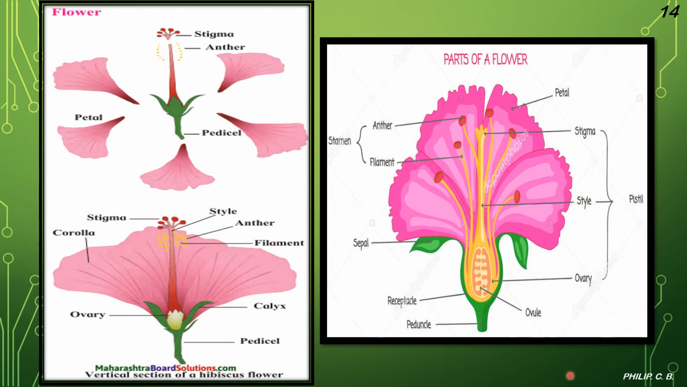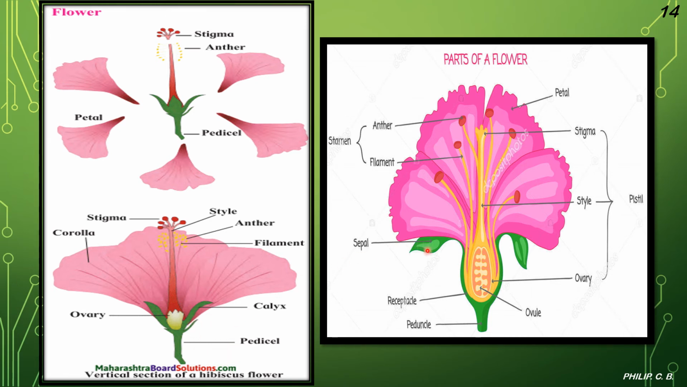Now here you can see the image so very clearly, which is there in the textbook also, which is given by the Maharashtra board. Okay, so you can see here stigma, the topmost part, then anther on the sides, which is yellow in color, then pedicel, the stalk part, the petals. Okay, here you can see the full image, that is stigma followed by style, and the lower part the ovary, the corolla, which is the petals, and the filament, which is attached with the anther, that is what? The stamen. Calyx, you can see here the green colored part, and the pedicel.